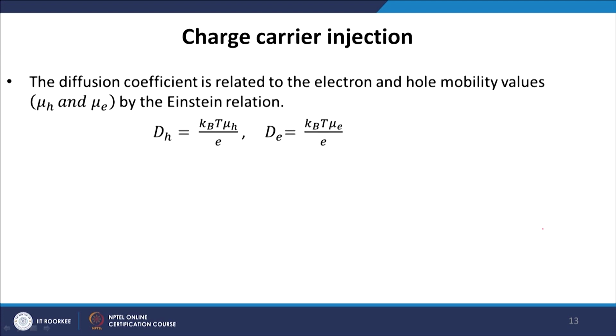Now, the diffusion coefficient is related to the electron and hole mobility. Electron and hole mobility are usually written as mu_H and mu_E. So, mu_H stands for hole mobility and mu_E stands for electron mobility. And what is the general expression for this? It is given by the Einstein relation. We can write the diffusion coefficient D_H equal to k_B, the Boltzmann constant, times temperature times mobility of the hole divided by the charge e. Similarly, for the electron, D_E is equal to Boltzmann constant k_B times temperature times the mobility of the electron divided by the electron charge e.